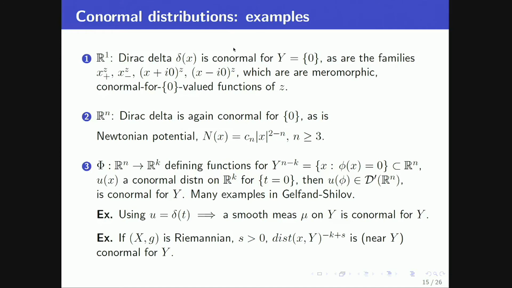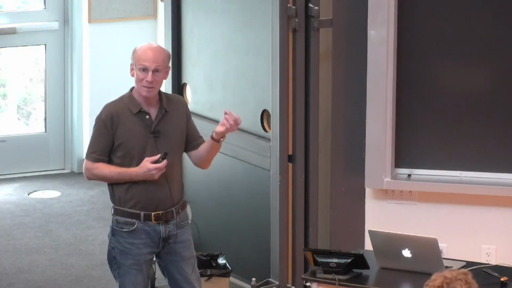And there are many examples in Gelfand and Shilov of this type. So you start with a nice polynomial. It could be a linear function. It could be a quadratic function. You take that plus i0 to the zth power, or you take its positive part to the zth power. You analytically continue it. Those are conormal distributions. On the other hand, if you have a submanifold Y with singularities, like the light cone, then typically that will take you outside of the class of conormal distributions because of the singularities of the submanifold.